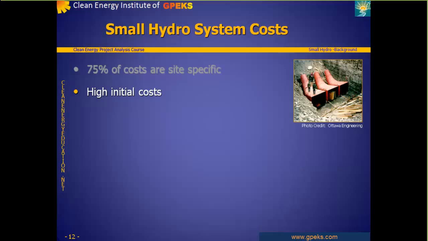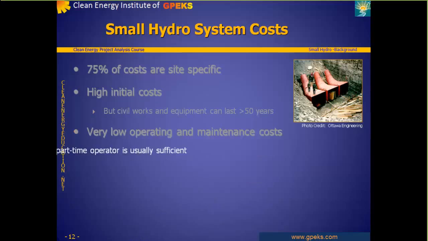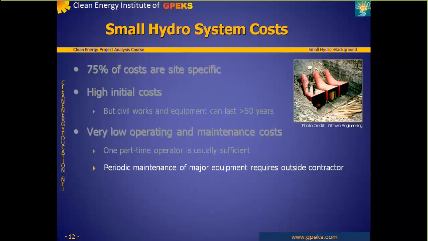As with most renewable energy projects, small hydro projects have high initial costs and low operating costs. Once built, a project's civil works and equipment can have a useful life of 50 years or more. One part-time operator is usually sufficient for most small hydro projects, with periodic maintenance of larger components conducted by specialized contractors. Some automated small hydro projects now operate without an on-site operator, only requiring periodic visits for routine preventative maintenance.